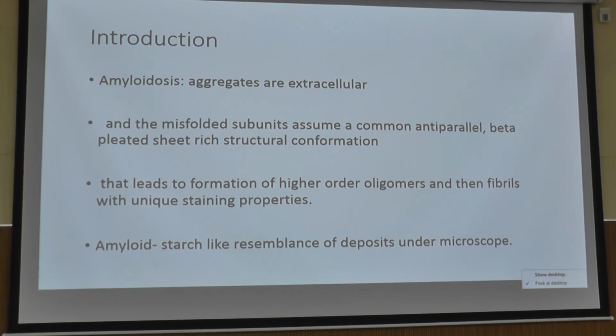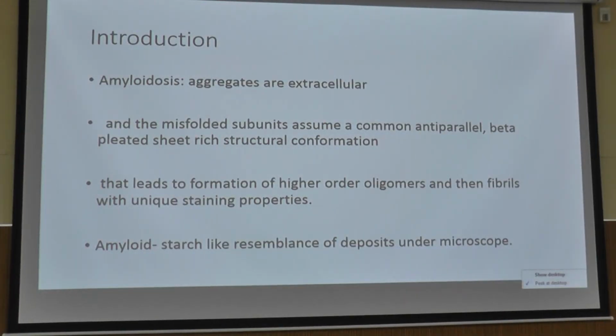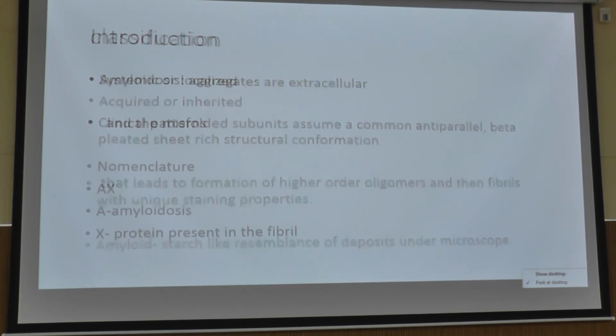Now, amyloid means resemblance to starch deposits under the microscope. Earlier, with iodine and sulfuric acid, it used to turn blue, so that's why they labeled it as amyloid initially. So these are the points which you need to keep in mind before going into the disease problem.